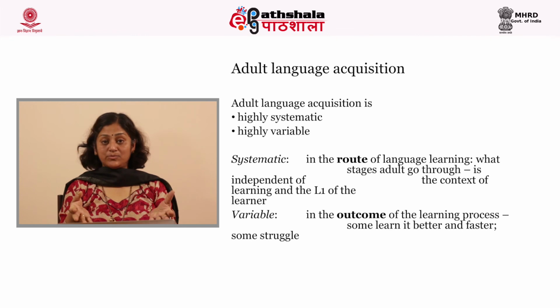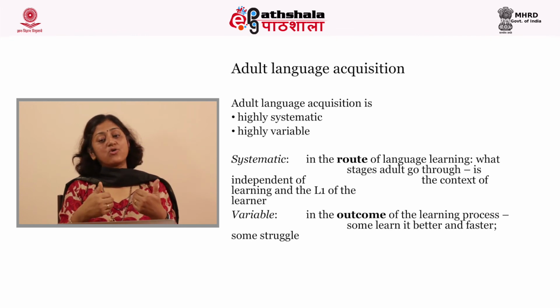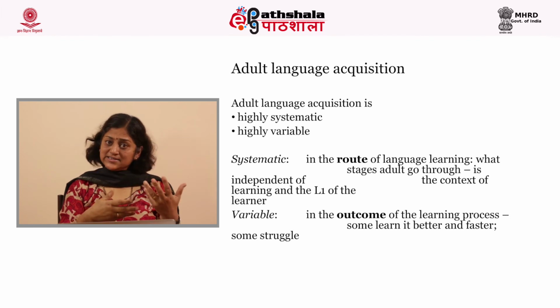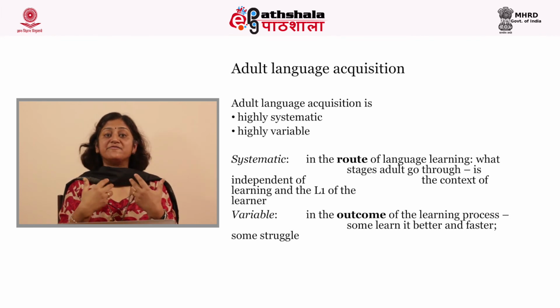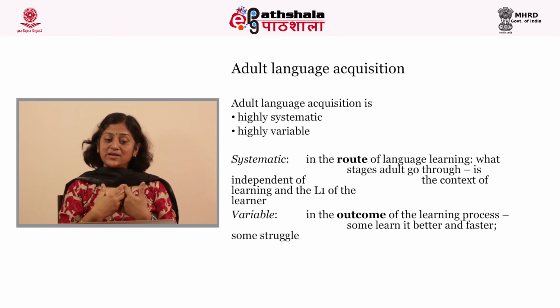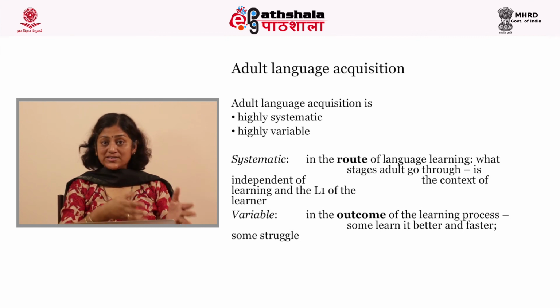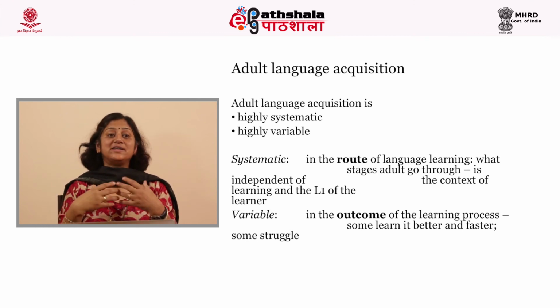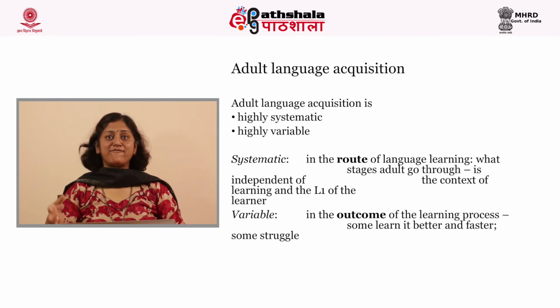and it is highly variable. Now this would look contradictory at first glance. Highly systematic, highly variable, but this is a fact. It is highly systematic because the way we learn the language, the route that we use, that is what is learned first, what is learned second, what is learned third, what is the order of learning, is universally attested. That is, all adults seem to learn languages exactly in the same way. That is, the route that they follow is the same.